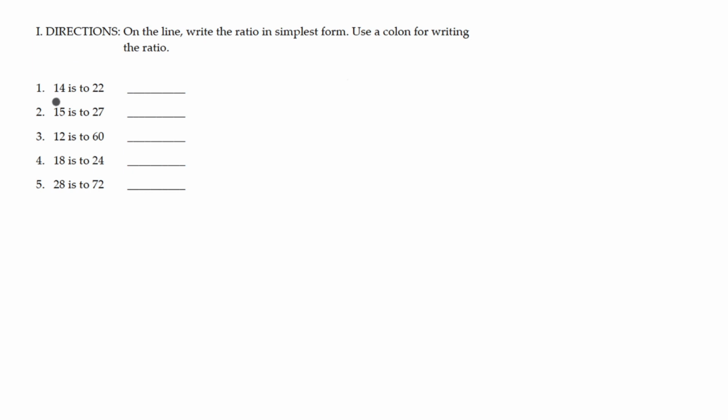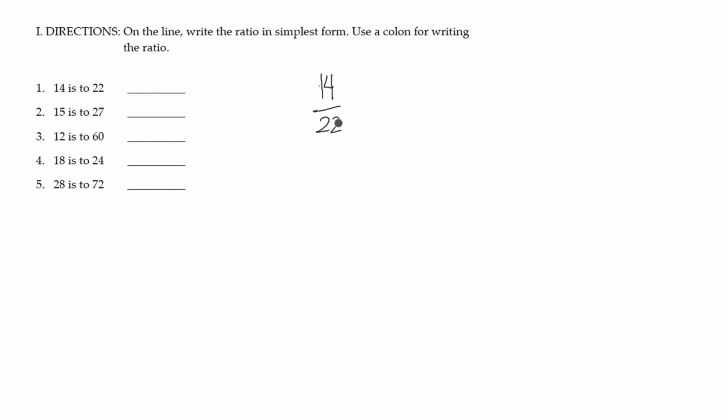So this set of examples or problems are written in words form. Now, here in the directions, we are asked to write our answer in column form. So let's have the first one. So 14 is to 22. So kapag isusulat natin yan into fraction form, that is 14 over 22. Wherein itong 14 yung numerator, itong 22 yung denominator. Okay, so we have 14 over 22.